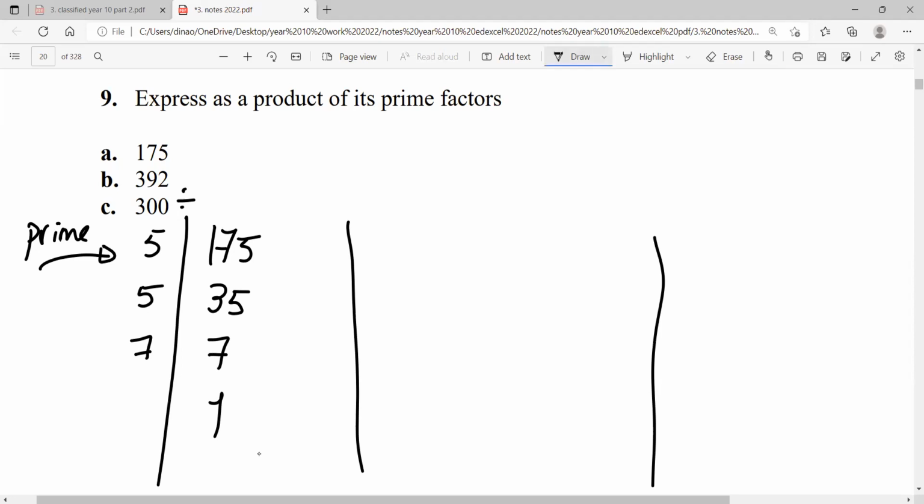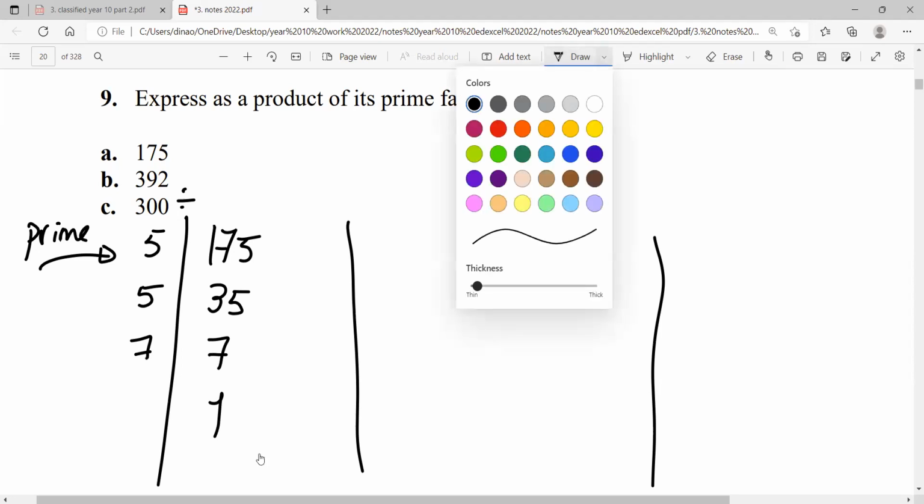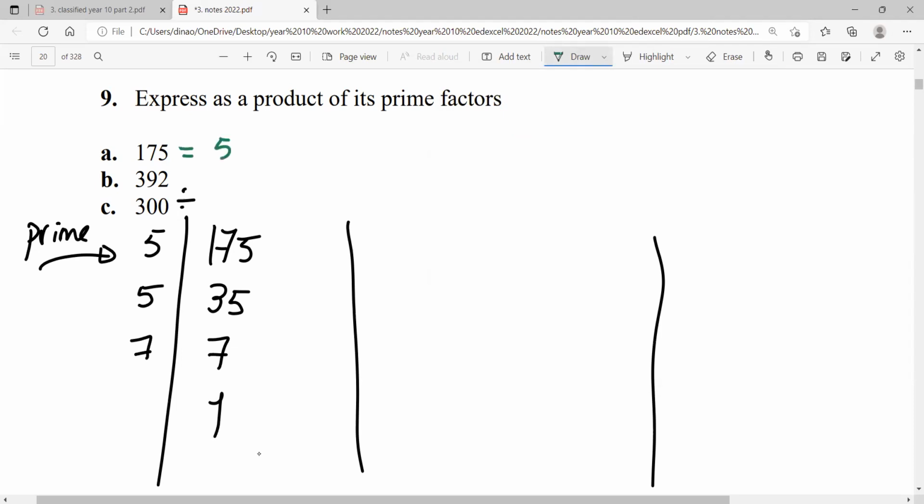But what is the answer? The answer is the numbers multiplied. 5 times 5 times 7. Sometimes the question would say, and write your answer in an index form. Index form means if you can combine the powers. So as you can see over here, the 5 is repeated. So 5 times 5 could be written as 5 squared multiplied by 7. And you leave the answer as it is. Don't say equal 175. No, it wants it broken down. I'll ask you when I see it at school.